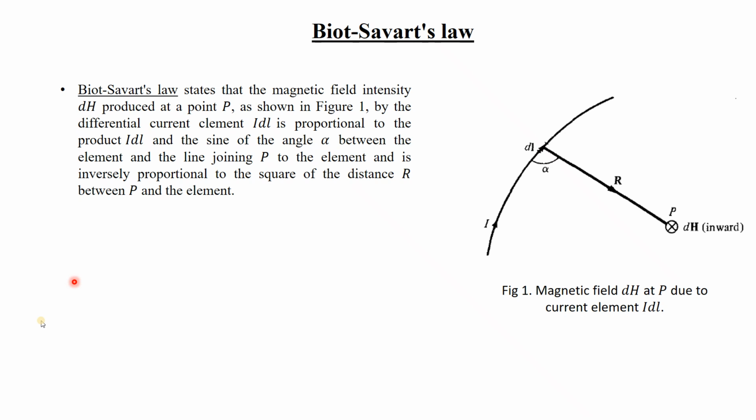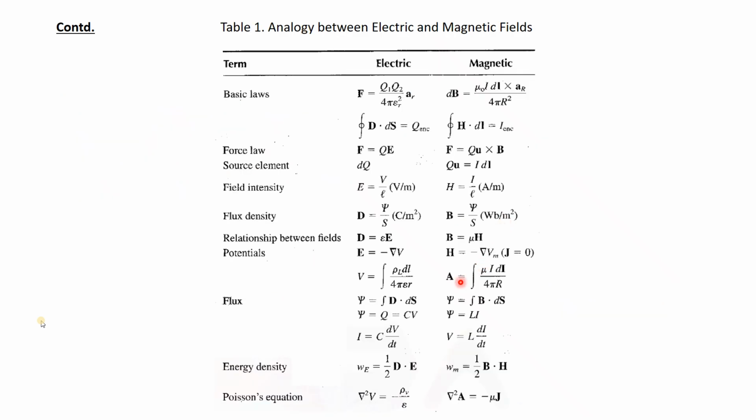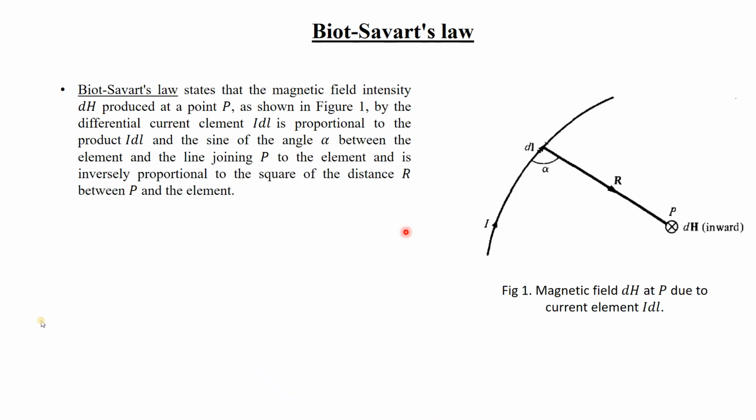Biot-Savart's law states that the magnetic field intensity dH produced at a point P by the differential current element IDL is proportional to the product of IDL and the sine of the angle between the element and the line joining the element to the point, and is inversely proportional to the square of the distance r between P and the element. Now one thing over here, one analogy is represented.